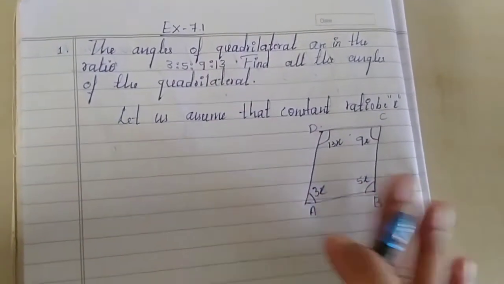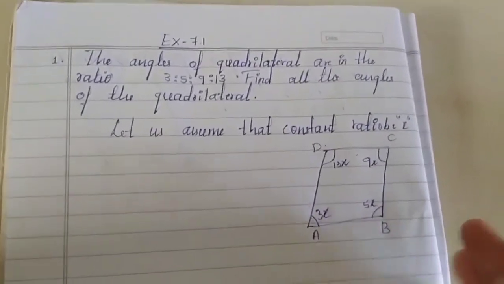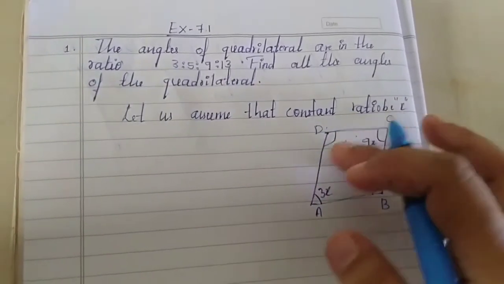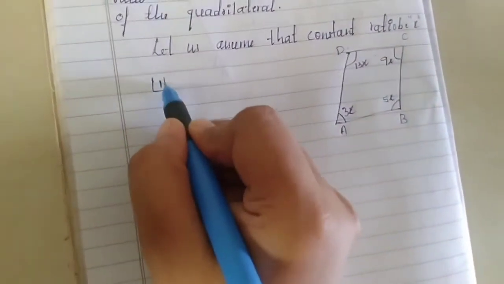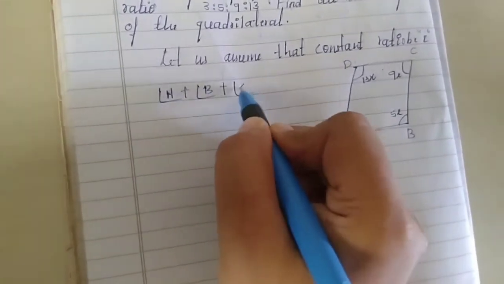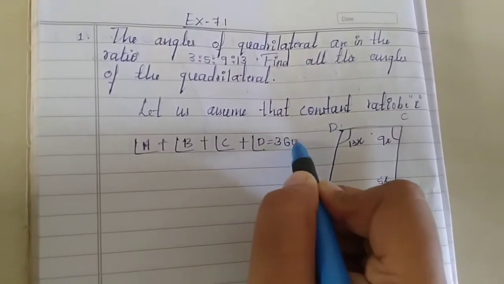Now according to this, what is the angle sum property of a quadrilateral? The angle sum property of a quadrilateral is nothing but that the sum of all the angles in a quadrilateral is equal to 360 degrees. So I'm going to write angle A plus angle B plus angle C plus angle D is equal to 360 degrees.